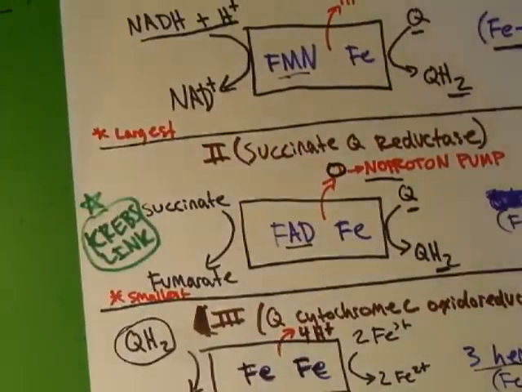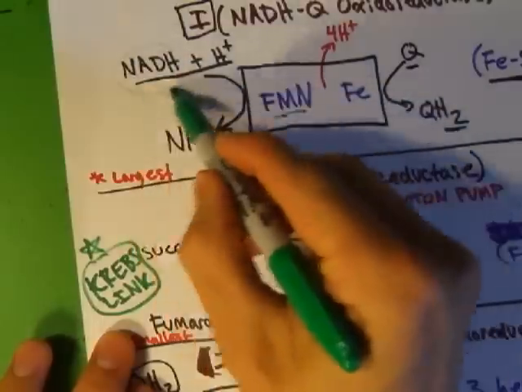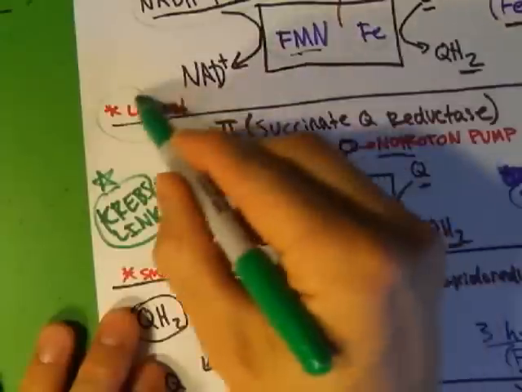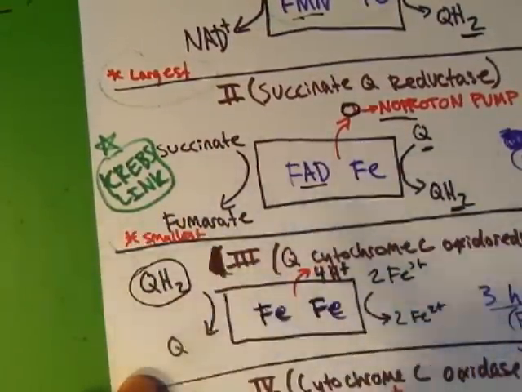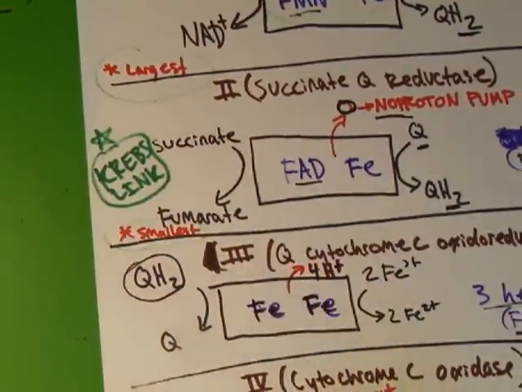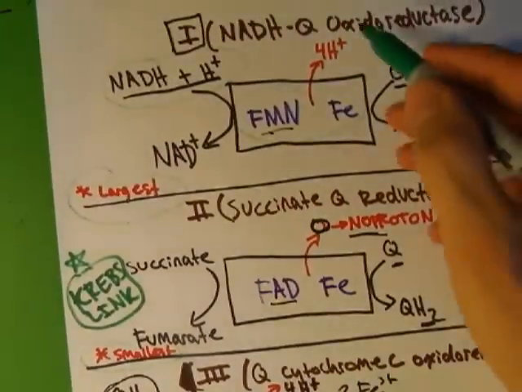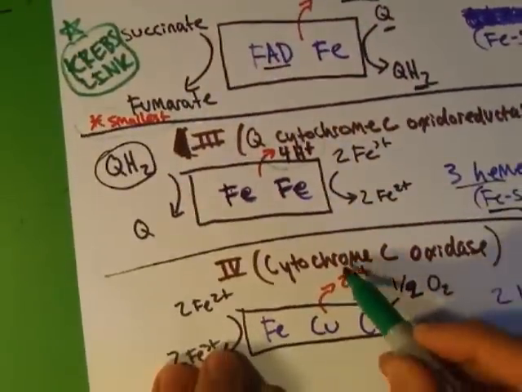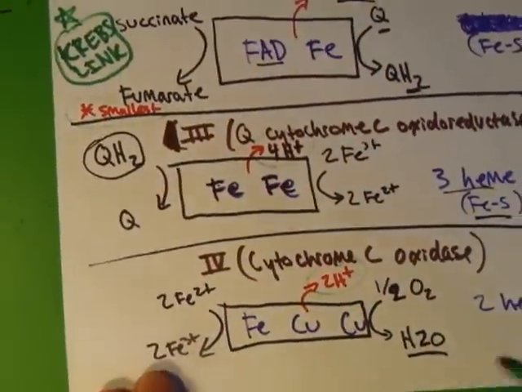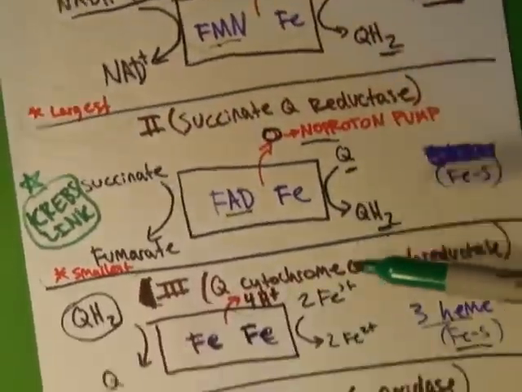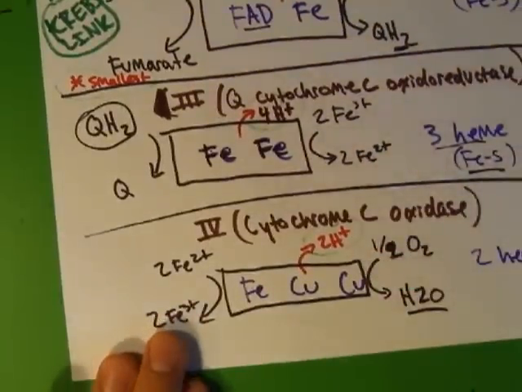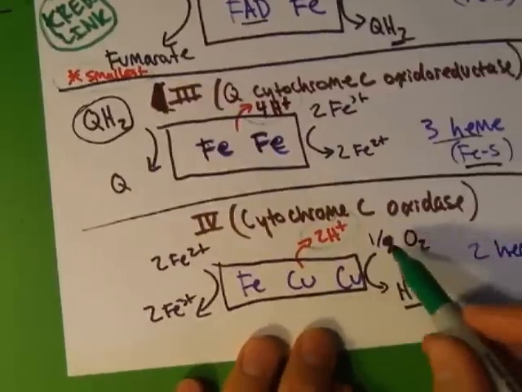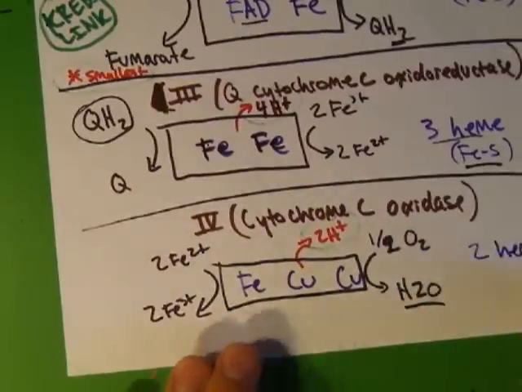So let's see, to try to simplify this, the main things to know are what starts it, the prosthetic groups. Complex 1 is the largest, complex 2 is the smallest. Know that you get 4 protons, and then 2 protons out of complex 1, 3, and 4. And know that the last part was oxygen into water.